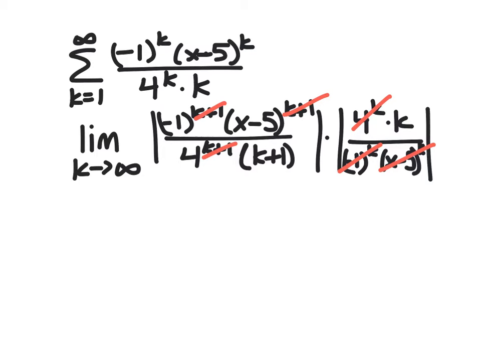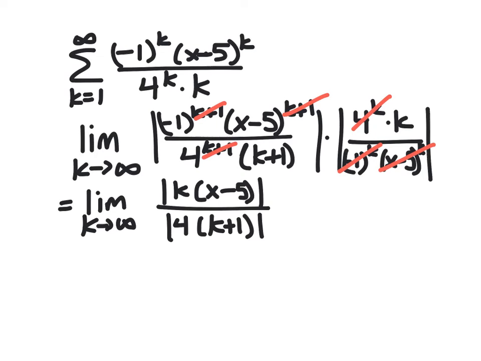We know it's going to be positive. So we can rewrite this now as k times x minus 5 over 4 times k plus 1, all in absolute values. I just distributed it over addition. And this is where I'm fine with you just saying, hey, these are the same power. The plus 1 doesn't matter in the long term. So this is going to go to the absolute value of x minus 5 over 4. And I took the absolute value away because 4 is positive.